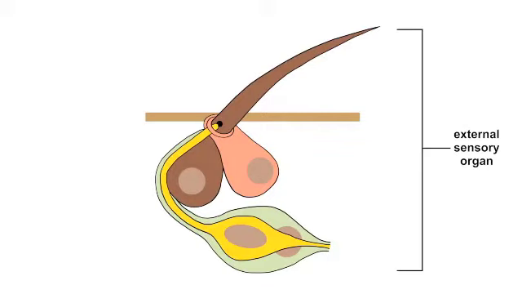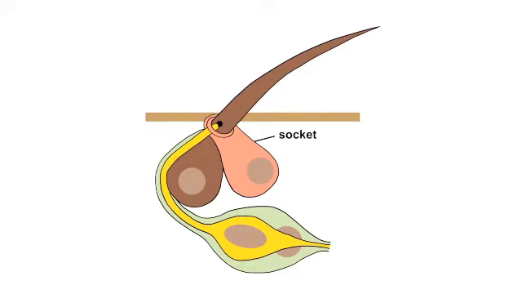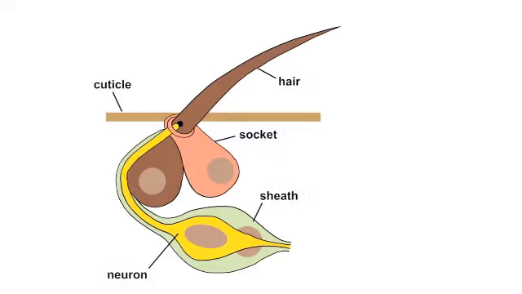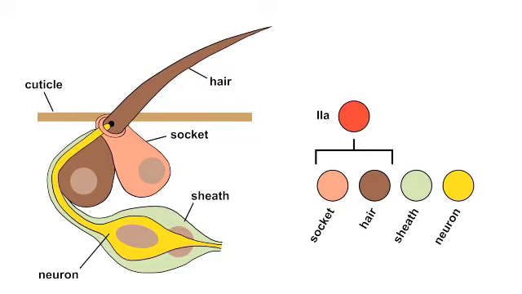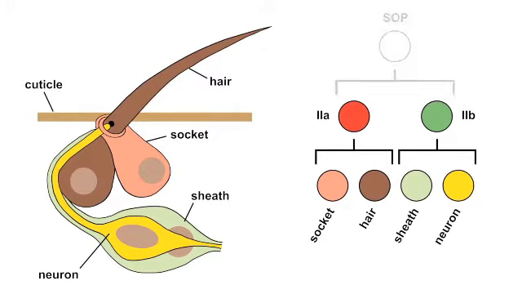Each external sensory organ in Drosophila, which you can see as little hairs on a fly, consists of a socket cell, a hair cell, a sheath cell, and a sensory neuron. The cuticle, which is not part of the sensory organ, is shown here for orientation. The socket cell and hair cell are both derived from the same intermediate precursor cell called 2A. The sheath cell and the neuron are the daughters of a different precursor called 2B. 2A and 2B are both the progeny of a single cell known as the sensory organ precursor, or SOP.